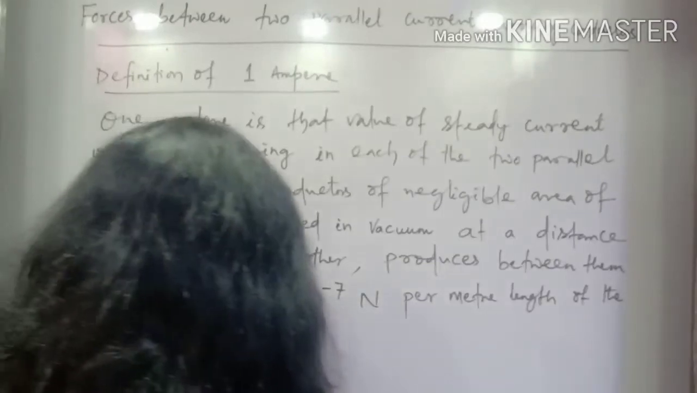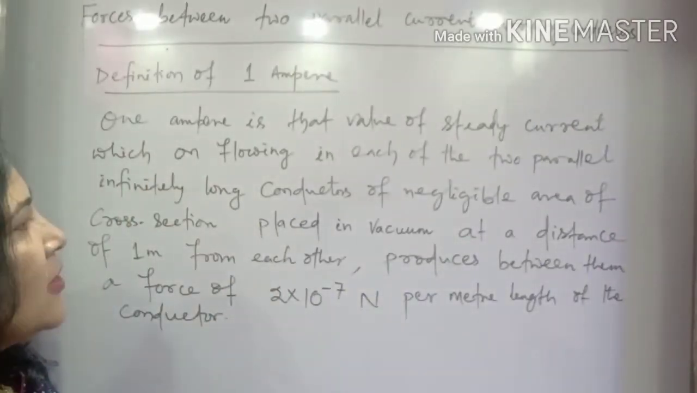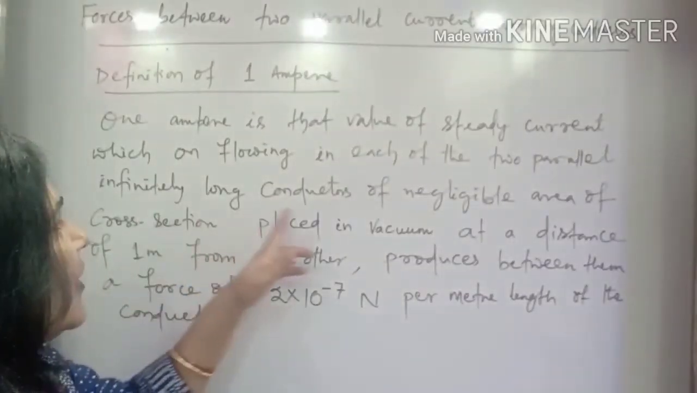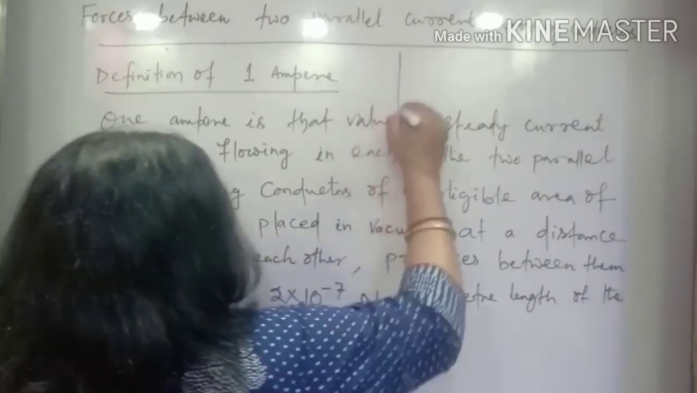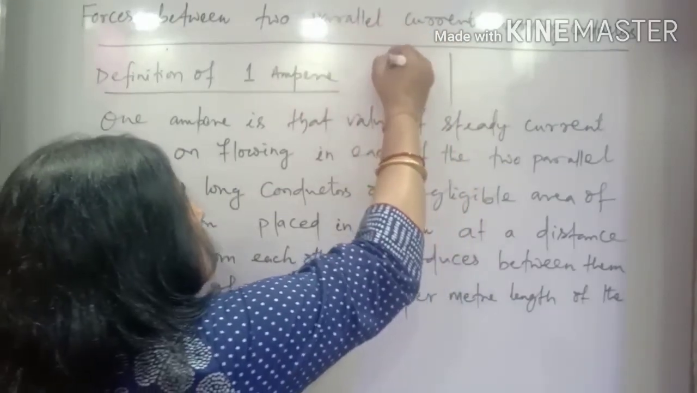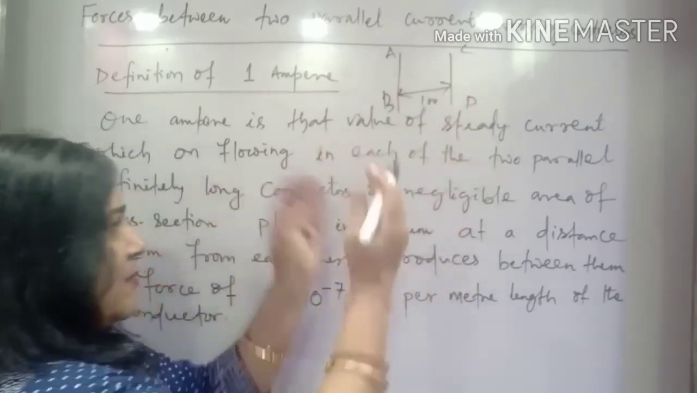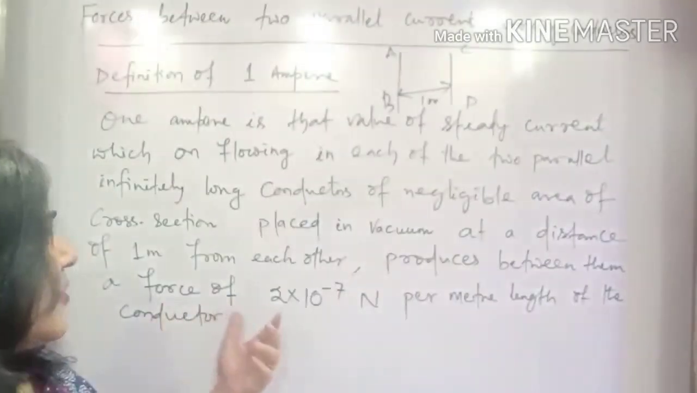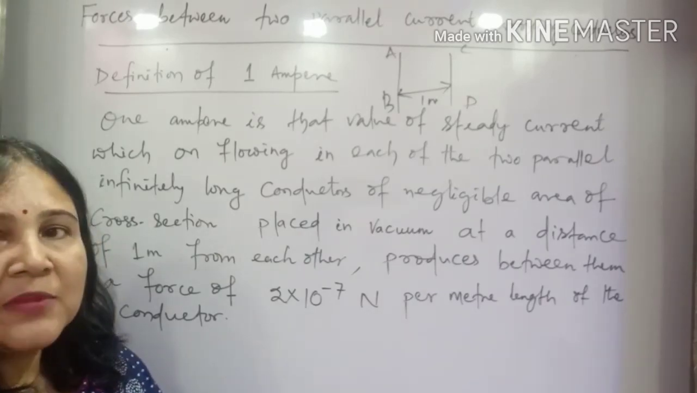Now, see here the definition of 1 ampere. So 1 ampere is that value of the steady current which, flowing in each of the two parallel infinitely long conductors of negligible area of cross section placed at a distance of 1 meter from each other, like that we take two infinitely long straight conductors AB and CD. What is the distance of separation? 1 meter. So when they are placed at 1 meter distance in vacuum, at that time it produces a force of 2 into 10 to the power minus 7 Newton per meter length of the conductor.